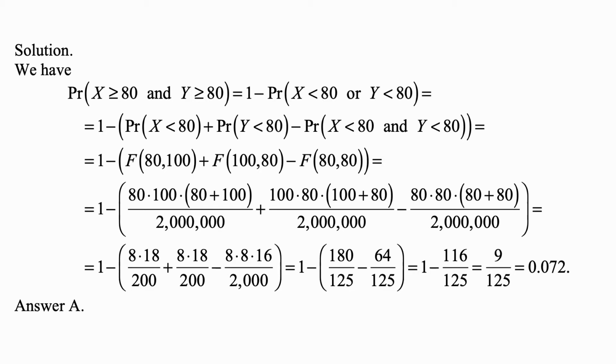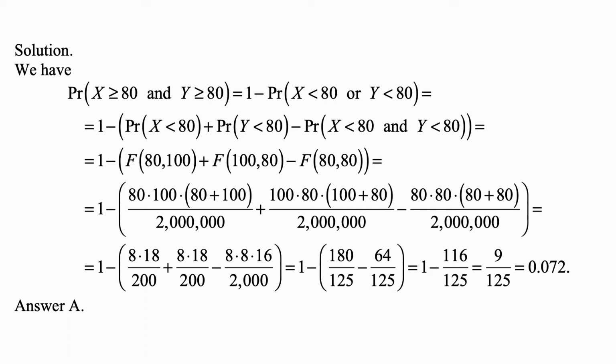And here is the solution. We are looking for the probability that X, which is a percentage of policies, is greater than or equal to 80, and Y, also a percentage, is greater than or equal to 80. That's the same as 1 minus the probability that X is less than 80 or Y is less than 80. Now, the probability of a union of two sets is the probability of the first one plus the probability of the second one minus the probability of their intersection. So this is equal to the probability that X is less than 80 plus the probability that Y is less than 80 minus the probability that X is less than 80 and Y is less than 80.